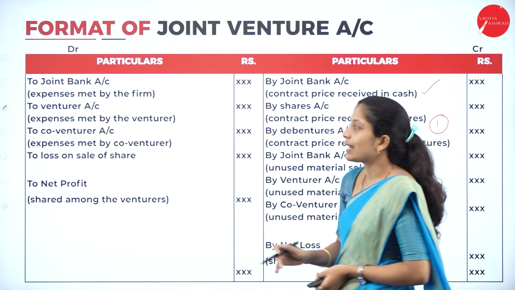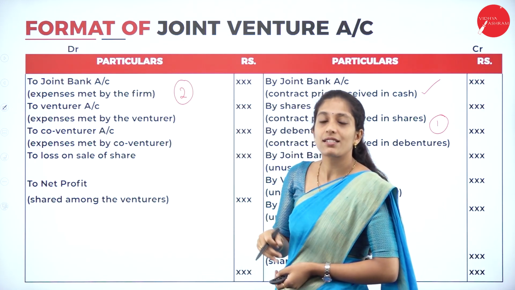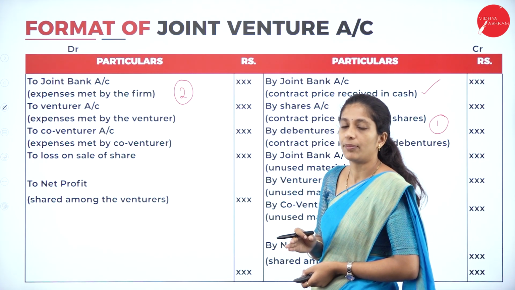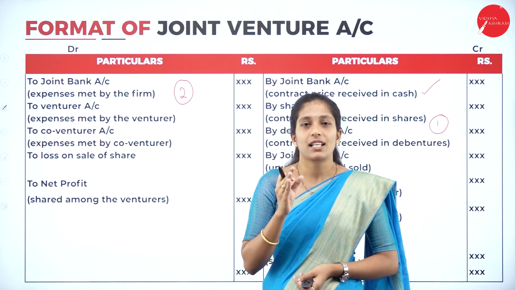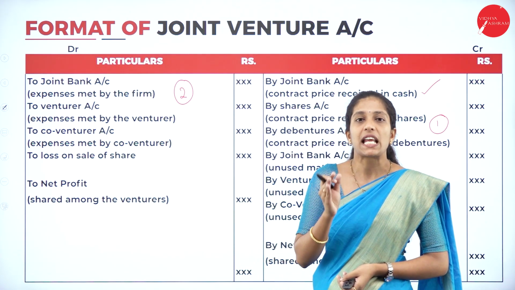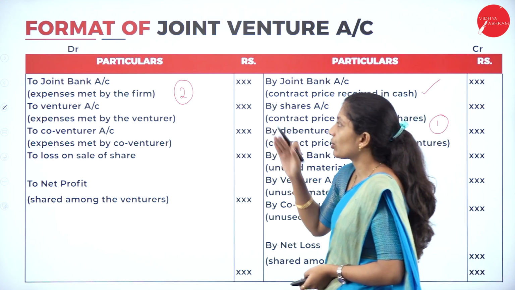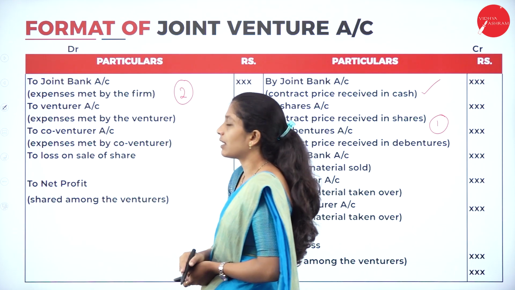Next, your second entry will be for the expenses incurred, that is expenses incurred in the joint venture. Of course, in business, it's common that we incur certain expenses, right? In the same way, in joint venture, if any expenses are incurred, you are going to write it as to joint bank account, expenses met by the firm.